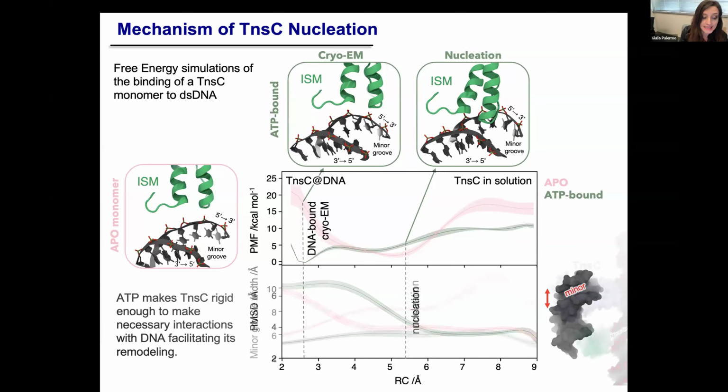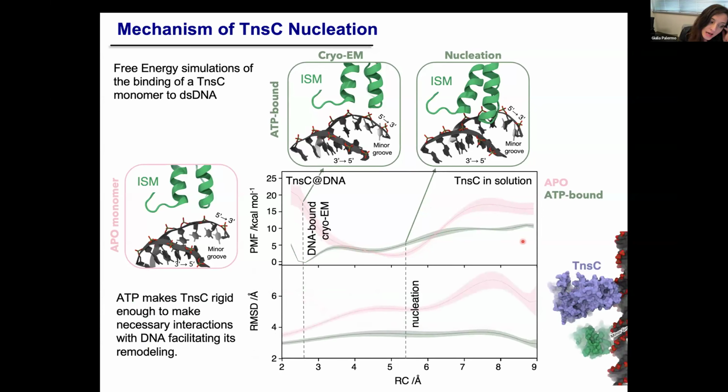And this is basically happening because, as you can see, TNSC is much more rigid in the presence of ATP. So ATP also has the important role of conferring to TNSC the right rigidity to be able to reach DNA and the minimum of the free energy, which corresponds to the cryo-EM structure.